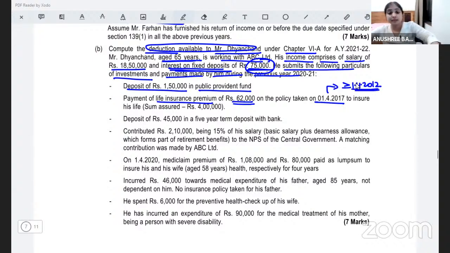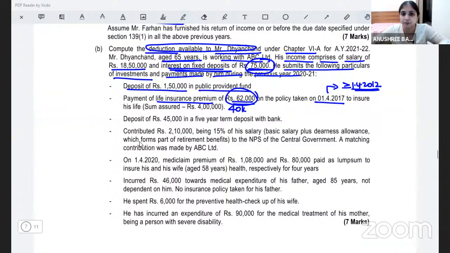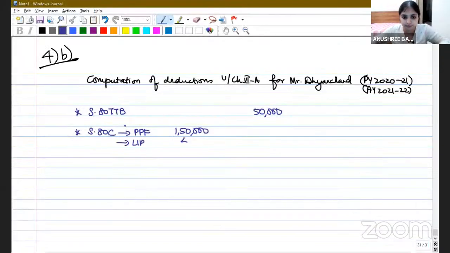What is the maximum premium you can pay? Only 10% of sum assured. But how much did the assessee pay? 10% of sum assured would be only 40,000, but he paid 62,000. So how much deduction will you get for life insurance premium? You will get only 10% deduction, and that is 40,000.